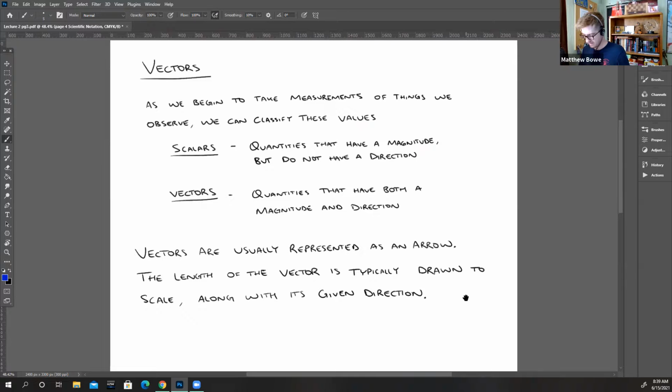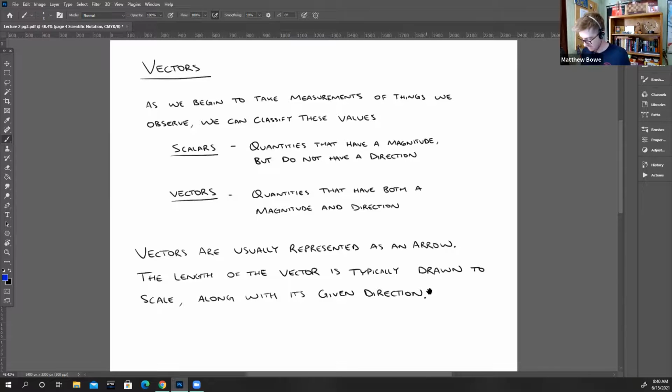So typically in pretty much all cases, a vector will be represented by an arrow. So you see an arrow on a quiz or something, or your homework, it will represent a vector. This is a distance, and it's specifically going from here to there. It's got that orientation.